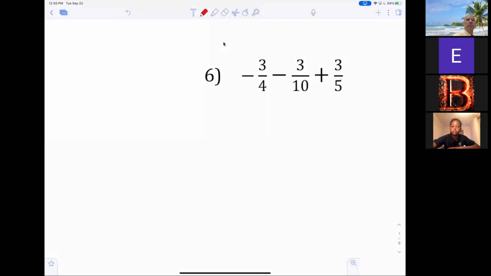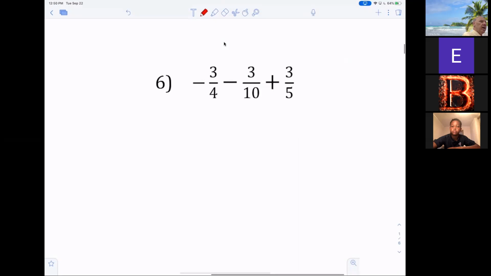Okay. Now, again, we have 4, 10, and 5. So who can tell me what the common denominator is for 4, 10, and 5? What is it? 40? 20. 20 is better. 40 is good. 20 is the best. All right, so we're going to put a 20 there.